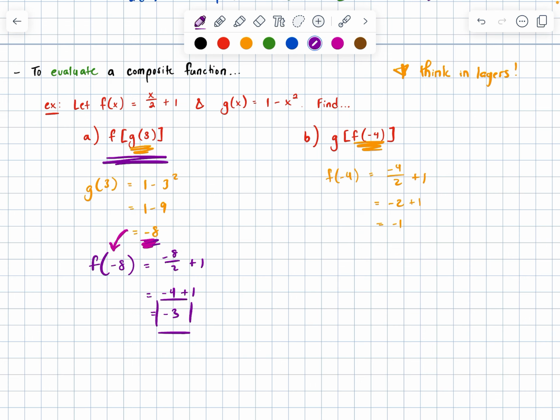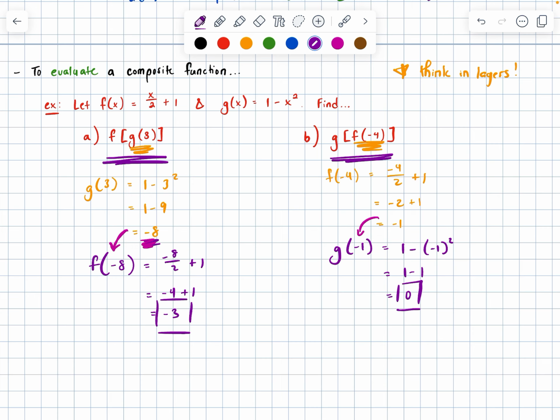Now I need to find g of f of negative 4, but f of negative 4 is negative 1, so what I'm really finding now is g of negative 1, right? My output from f is becoming my input for g. Well, g of negative 1 would just be 1 minus negative 1 squared. Negative 1 squared is 1, and 1 minus 1 is 0. So that tells me that g of f of negative 4 is equal to 0.